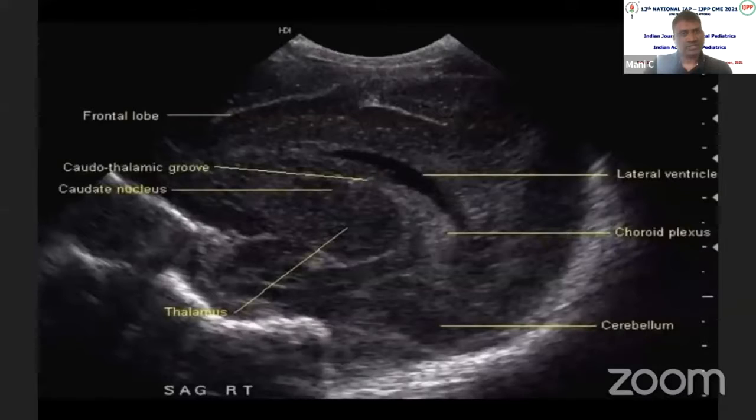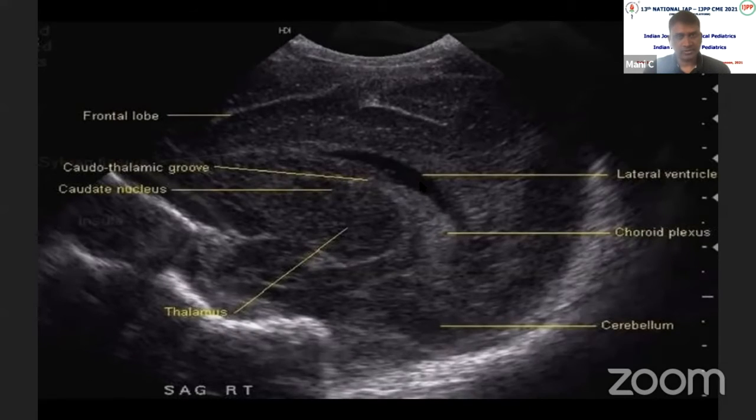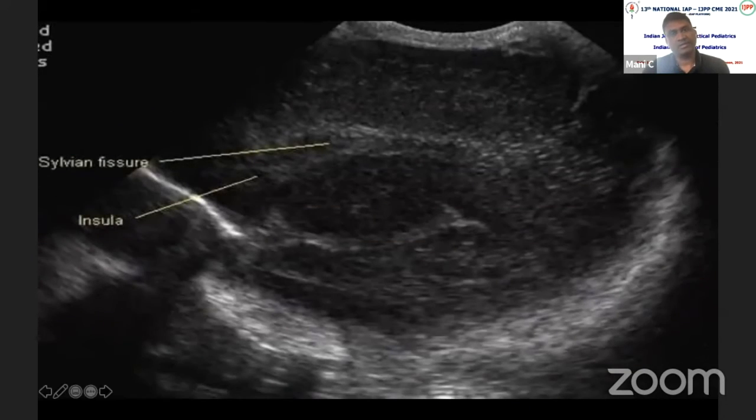As you go sideways with the parasagittal view, this is one of the important views where we see the caudate and the thalamus. And then at the caudothalamic groove you have the germinal matrix. So if you have an IVH, that is where it first starts to come. And then you can see the choroid plexus, the bright area, and then the lateral ventricle. As you go further back in the sagittal region, there you see the periventricular white matter area and then the Sylvian fissure.